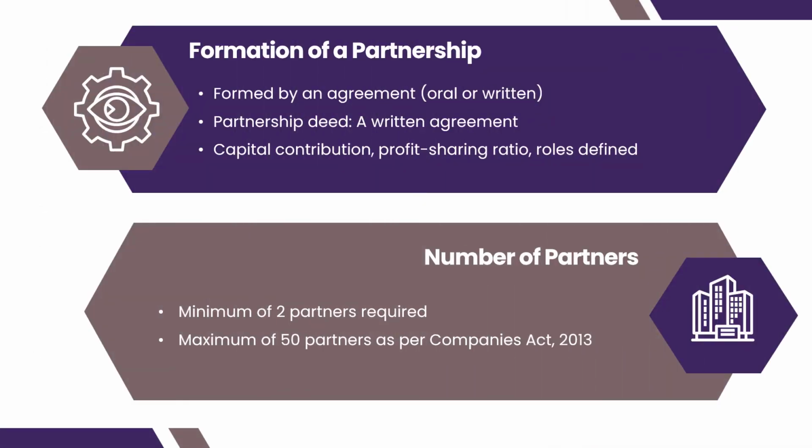How many partners can you have in a partnership? According to the Indian Partnership Act, a firm must have a minimum of 2 partners. The Act does not directly specify the maximum number of partners, but under the Companies Act 2013, a partnership firm is allowed to have a maximum of 50 partners. Beyond this number, it must be registered as a company. So, if you're planning for a partnership, keep this in mind to ensure your firm remains legally valid.